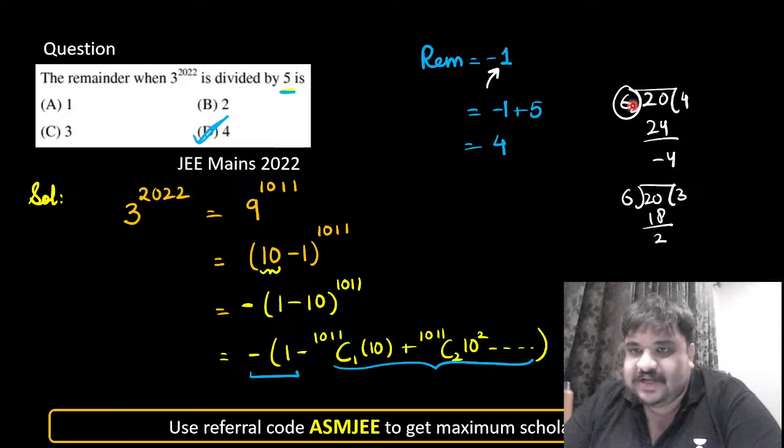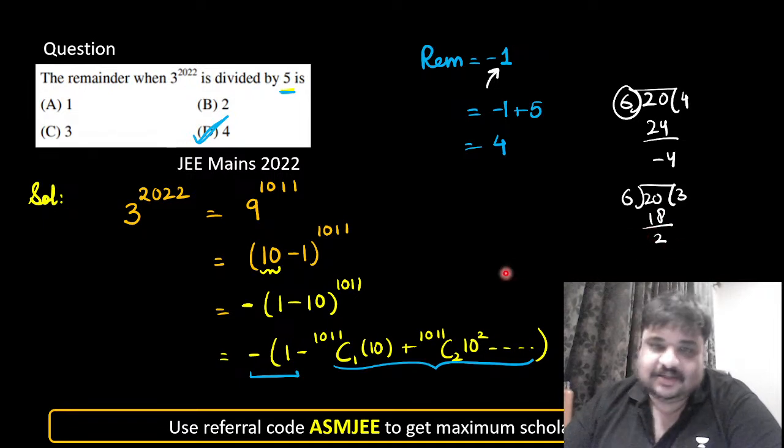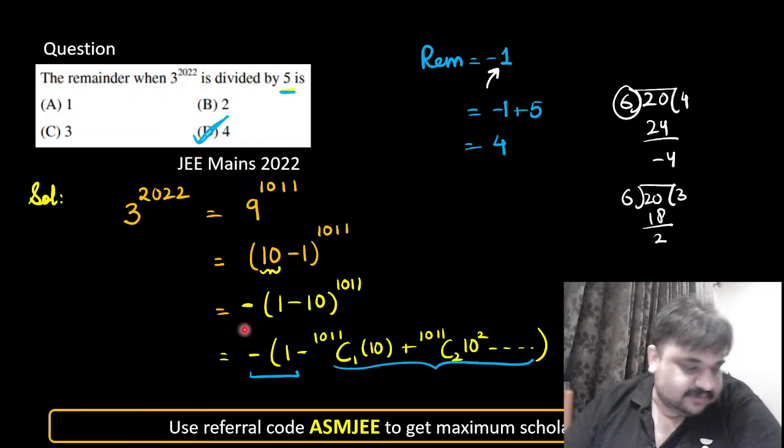Negative remainder shows that you overreached. You made 6 fours are 24 and that's why negative is coming, but you should have done 6 threes are 18. So that is why remainder -1 shows that you went extra. So now compensate for it. Add 5 to it, you will get 4.